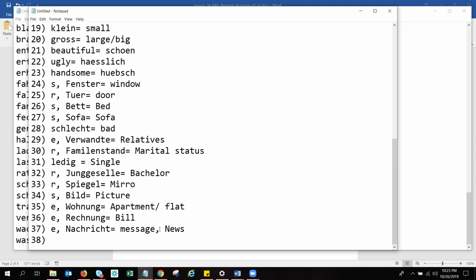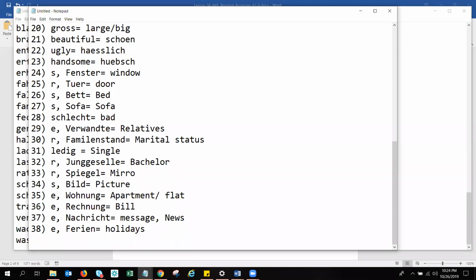Then if you have holidays, holidays is a plural one, so for that obviously we will use die. What we call holidays is Ferien. Ferien is holidays, and if you want to say summer holidays, then it will be Sommerferien, because summer is Sommer.